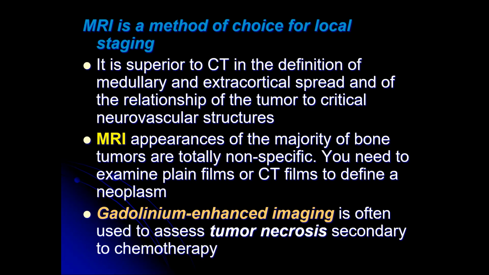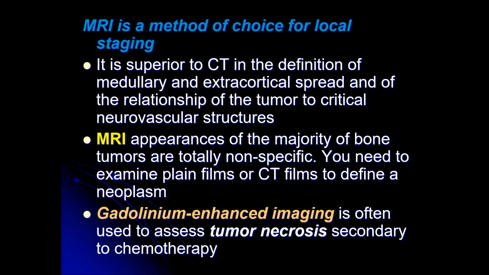MRI is a method of choice for local staging. It is superior to CT in the definition of medullary and extracortical spread. It tells us about skip lesions. What I mean by skip lesion is a spread of the tumor to another area with normal tissue in between. It tells us about satellite lesions. It tells us about the soft tissue tumor component of a primary bone lesion, whether it has penetrated that compartment and gone to another compartment. In other words, it tells us about the staging of a tumor.